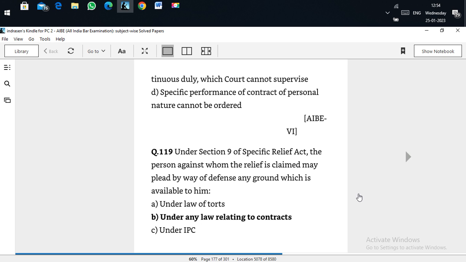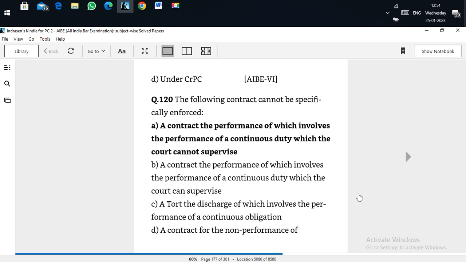Under Section 9 of the Specific Relief Act, the person against whom relief is claimed may plead by way of defense any ground which is available to him under any law relating to contracts. The following contract cannot be specifically enforced: a contract, the performance of which involves the performance of a continuous duty which the court cannot supervise.